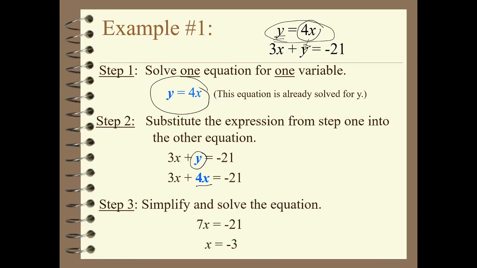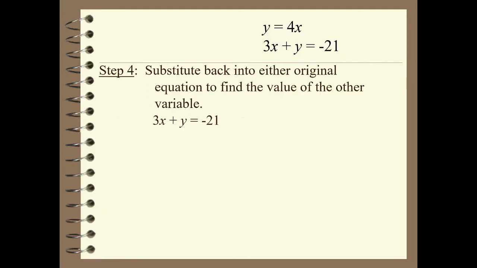Step 3, simplify and solve the equation. So what are you going to do with this? This is 7x. That's why this is 7x. That's equal to negative 21. And you divide both sides by 7 to cancel out the 7 there. So negative 21 divided by 7, that's negative 3. So take note, we now have a value of x. The value of x is negative 3.